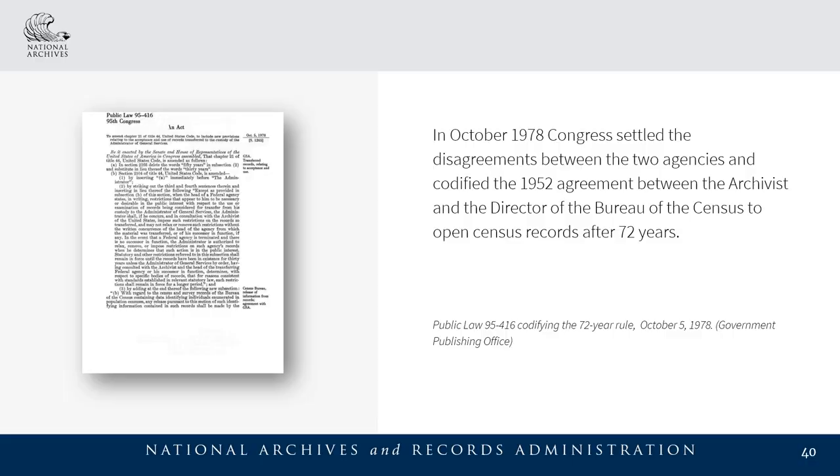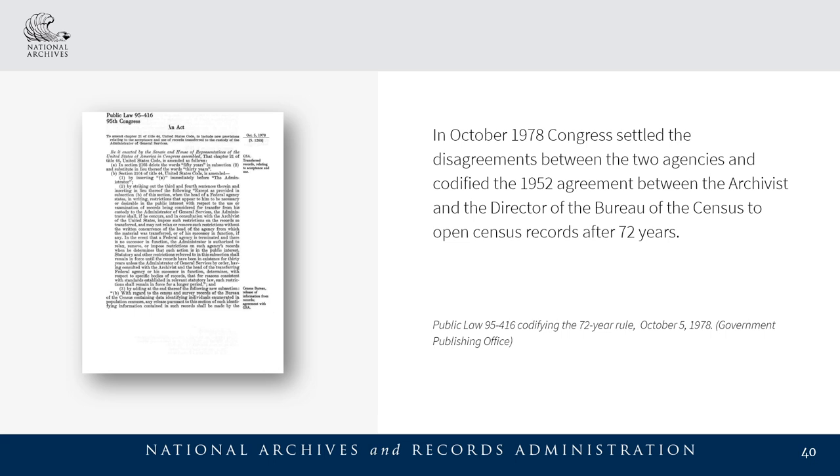Now, the National Archives, in testimony, argued that they believed 72 years was sufficient, and it balanced the correspondent's right to privacy with the public's interest in access to the information contained in each population schedule. In 1978, Congress settled the disagreement between the two agencies when they codified the 1952 agreement between the archivist and the director of the Bureau of the Census.